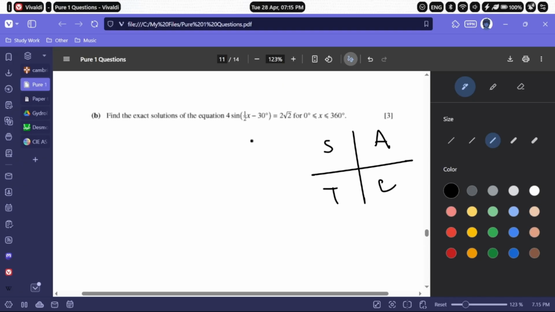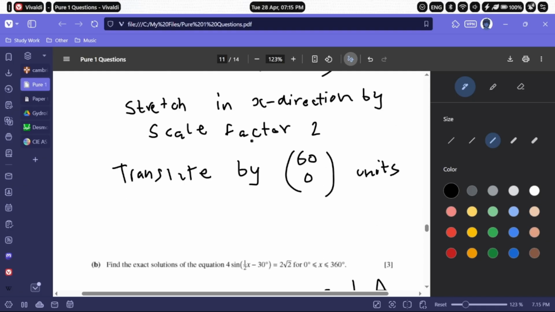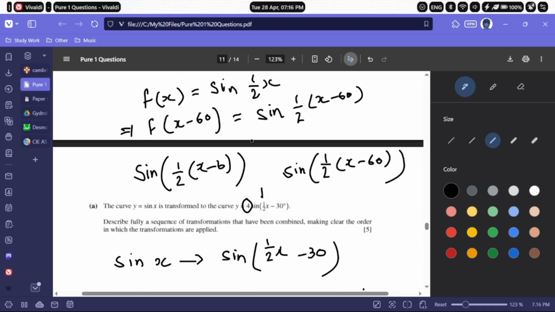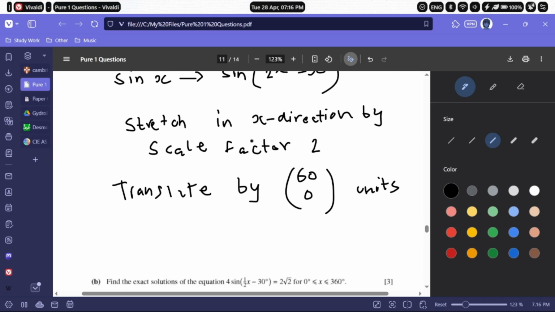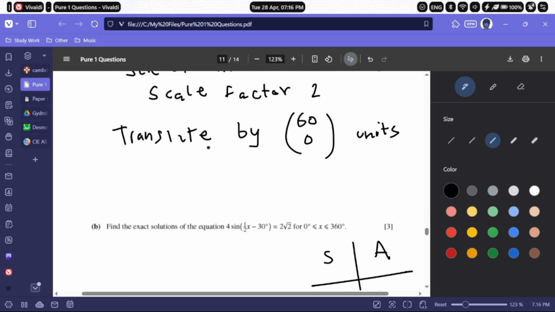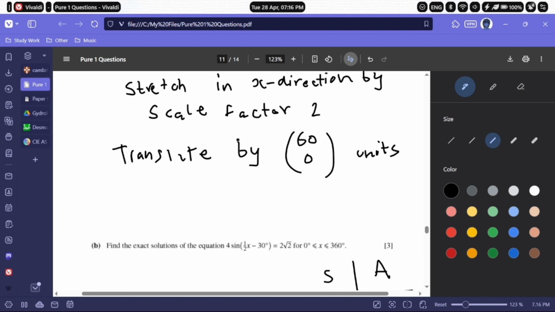Hold on. What about the 4 in sine? Wait, isn't that a stretch? Yes, that is a stretch parallel to the y-axis. I just didn't mention it because there's not enough space. But yeah, it's just a stretch parallel to the y-axis.